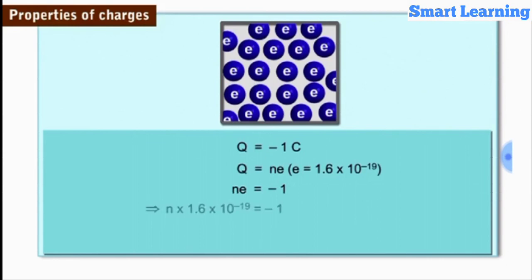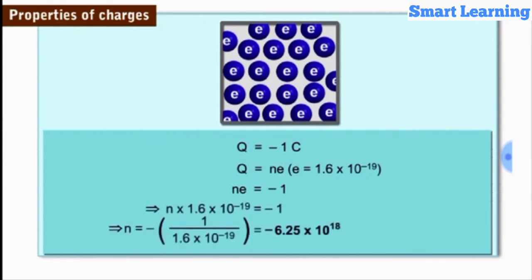Substituting the values of Q and e and simplifying, we have n is equal to minus 6.25 multiplied by 10 raised to the power 18. Here, n is a negative integer, indicating that the body has gained a negative charge. So we see that 1 Coulomb of negative charge contains 6.25 multiplied by 10 raised to the power 18 electrons, which is a very large number of electrons.